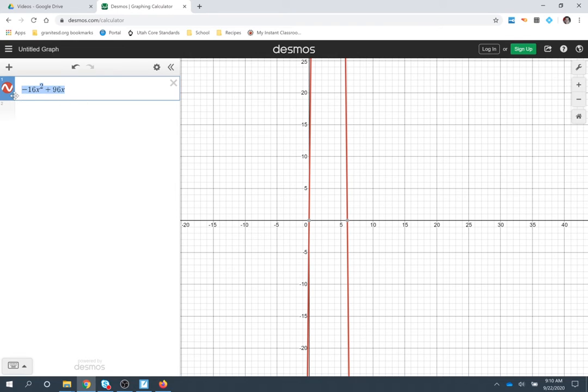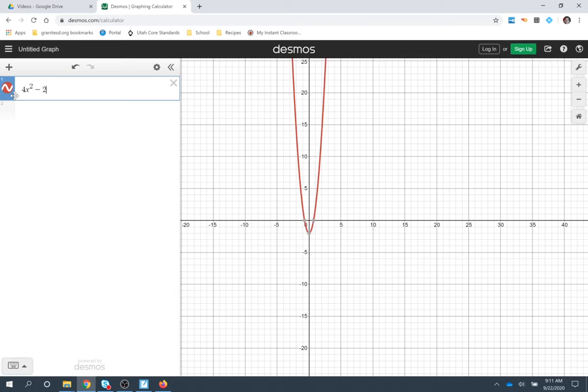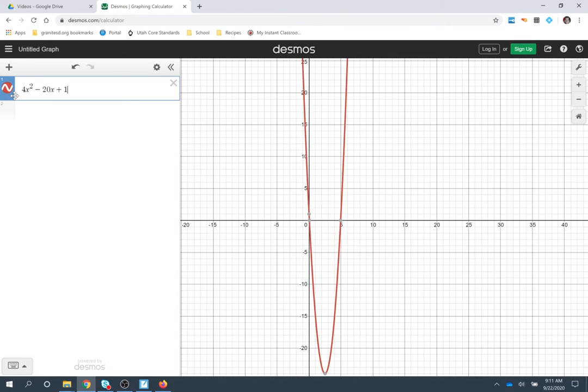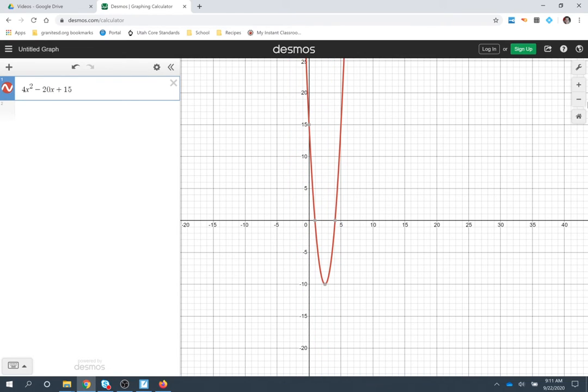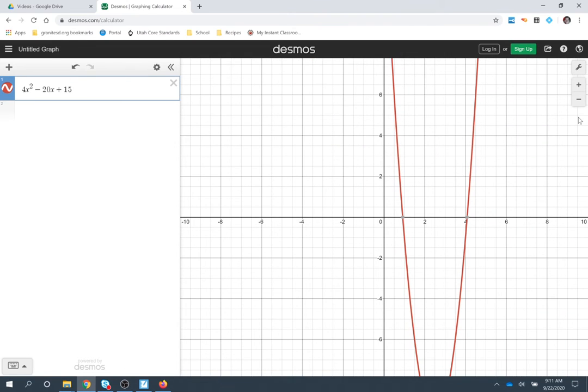Over here, 4x squared minus 20x plus 15. I can put this back in a standard window, and I'm looking at my x-intercepts because our equation was equal to 0. So my first one is x equals 0.919. My second one is x equals 4.081.